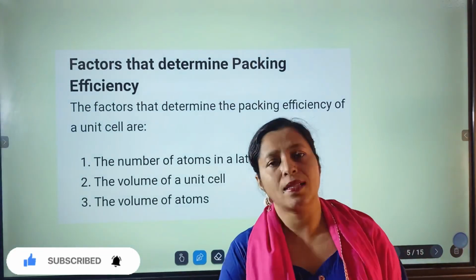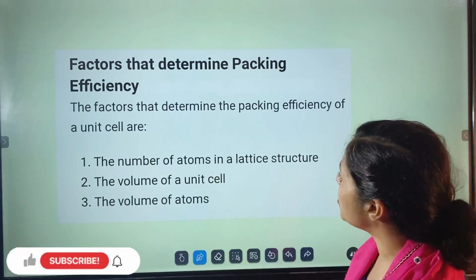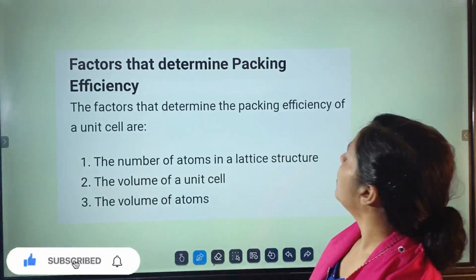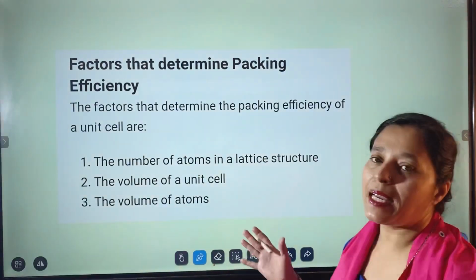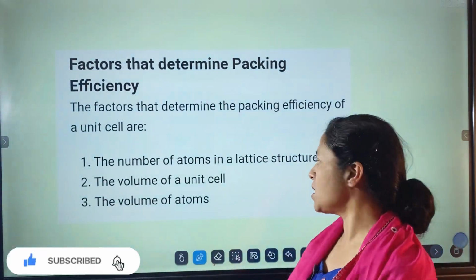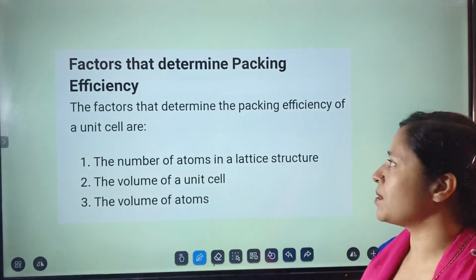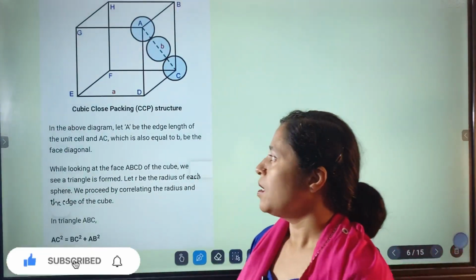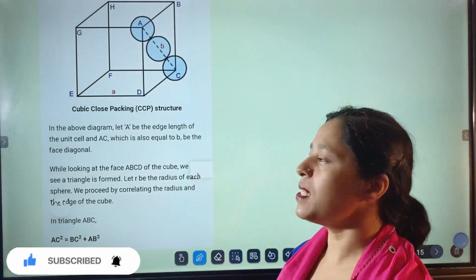What are the factors that affect packing efficiency? There are certain factors that determine the packing efficiency. Number one is the number of atoms in a lattice structure. How many atoms are present in a lattice structure? Then the volume of a unit cell and the volume of atoms. So these are the factors that determine packing efficiency. So let's have a look at how to calculate the packing efficiency in CCP.